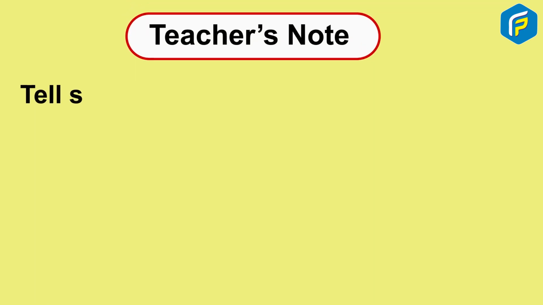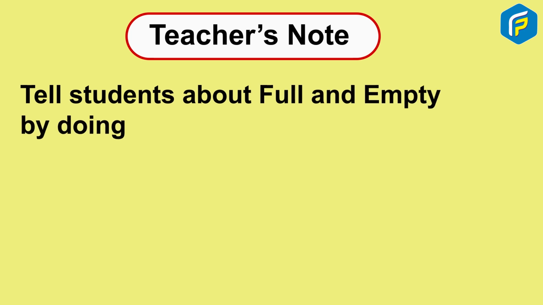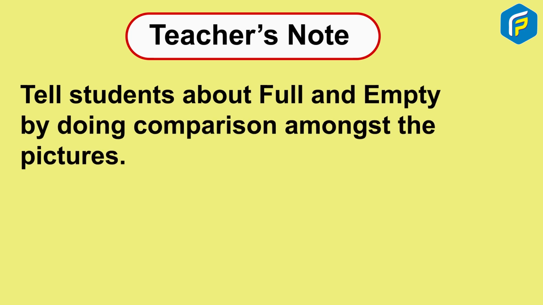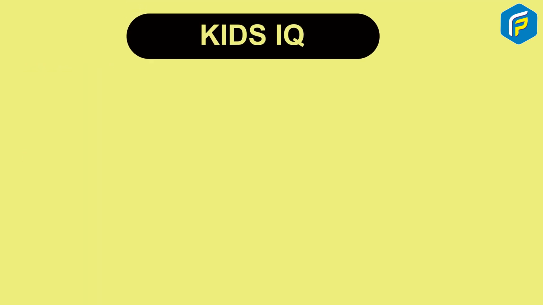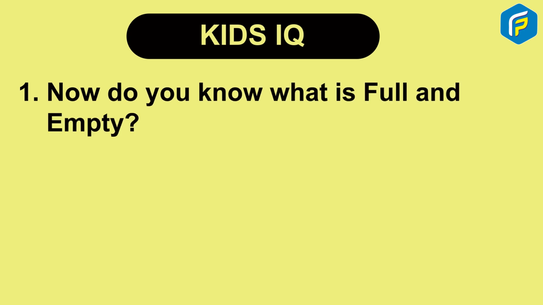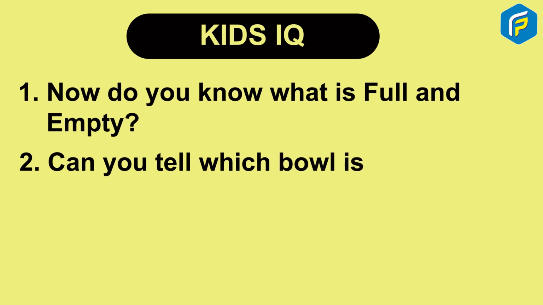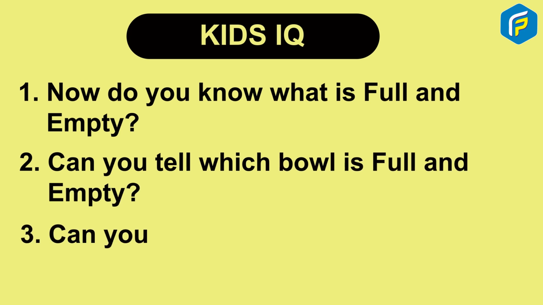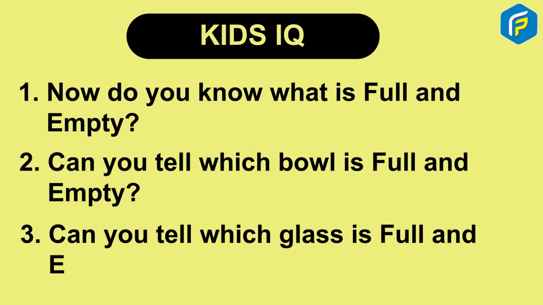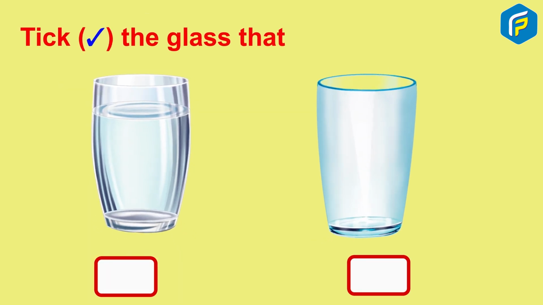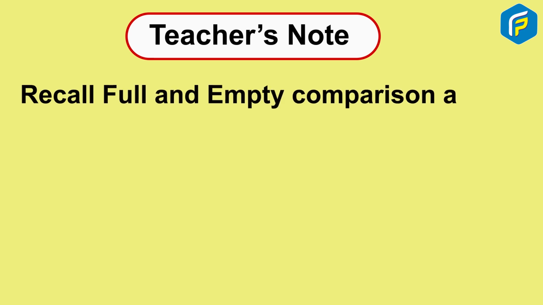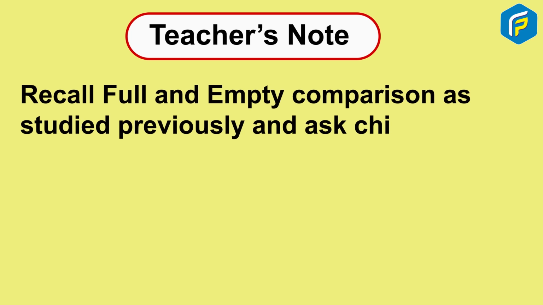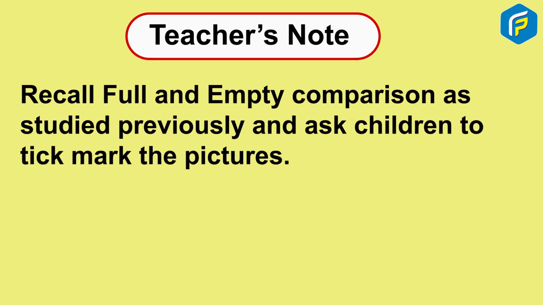Teacher's note. Tell students about full and empty by doing comparison amongst the picture. Activity. Take the basket that is full. Kids IQ. 1. Now, do you know what is full and empty? 2. Can you tell which bowl is full and empty? 3. Can you tell which glass is full and empty? Take the glass that is empty. Teacher's note. Recall full and empty comparison as studied previously and ask children to tick mark the pictures.